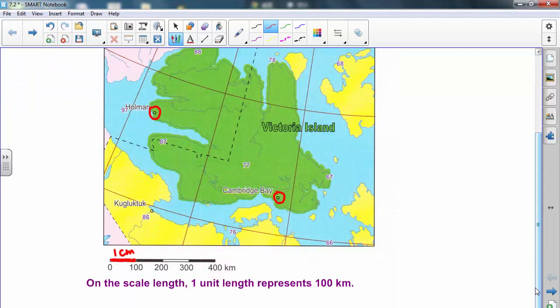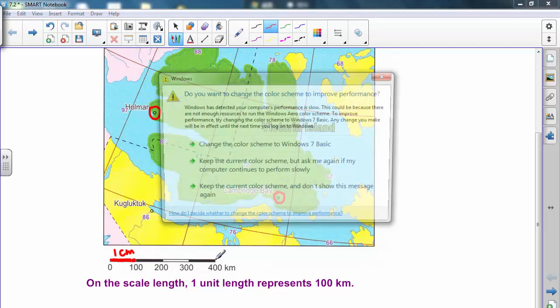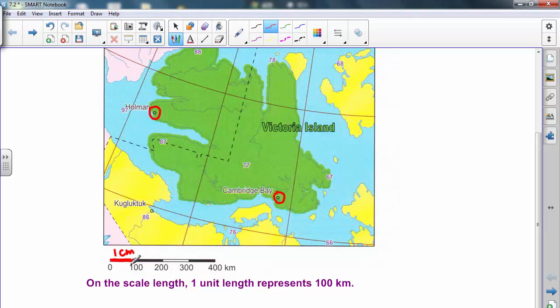If you look at the map carefully, at the bottom, in most cases you will see a line segment. From 0 to 100, this unit is 100 kilometers. If you use a ruler to measure this part, it's about 1 centimeter long. So they use a 4 centimeter line segment to represent 400 kilometers. One portion, which is 1 centimeter long, represents 100 kilometers in real life. So on the scale length, 1 unit length represents 100 kilometers.